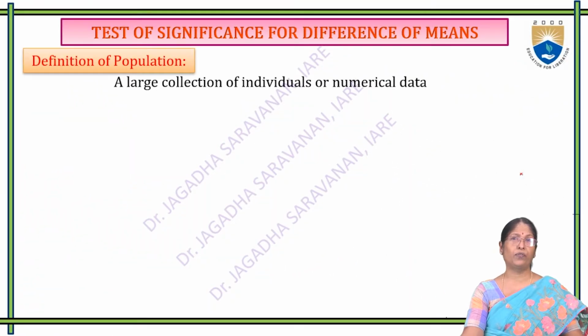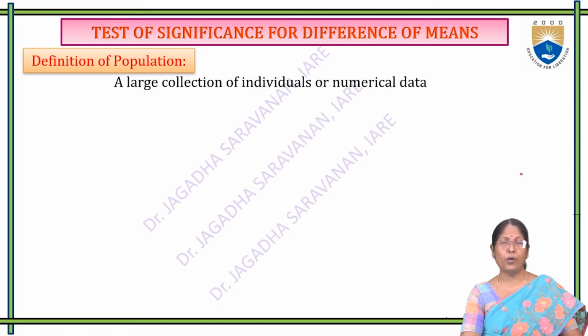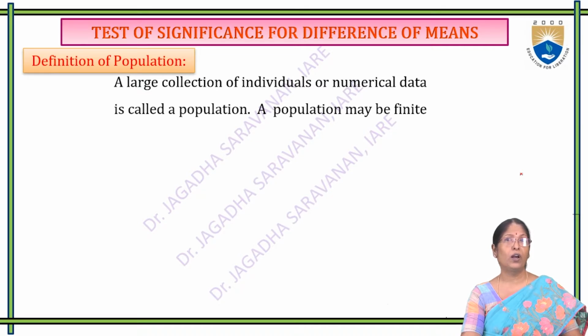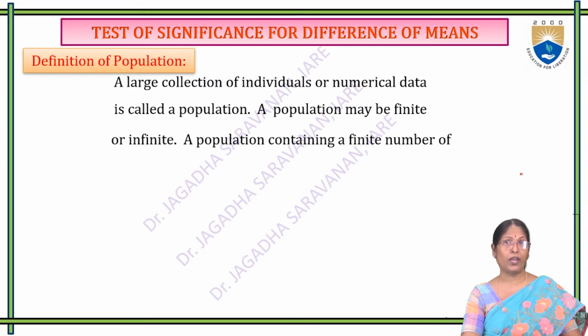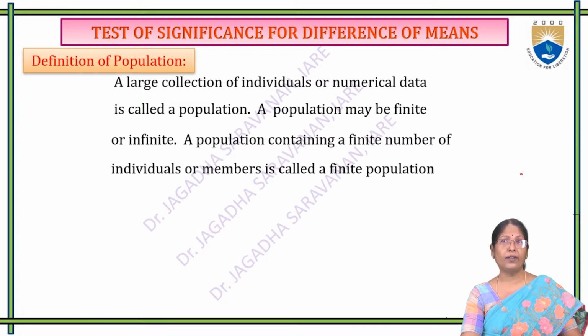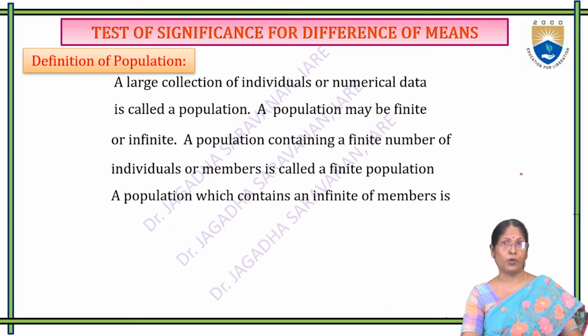So the definition of population. The population is nothing but a large collection of individuals or numerical data. This population may be finite or infinite. If it contains a finite number of individuals or members, then we call it a finite population. If the members are infinite, and it is not possible to count, then we call it an infinite population.